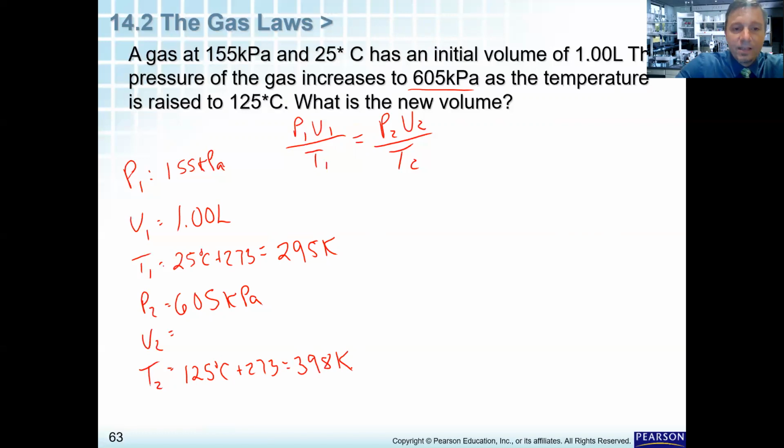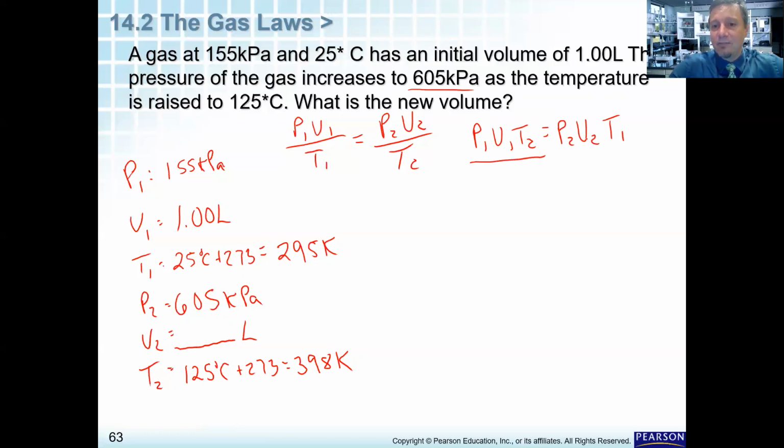398 Kelvin. And the only thing that's left here is my new volume, and that's going to be here in liters. Now, knowing that's what I'm going to solve for, I'm going to cross multiply here. So I'm going to go P1 V1 T2 equals P2 V2 T1. I'm solving for volume 2. So I'm going to isolate volume 2 and put P2 and T1 on the bottom, and that crosses them off. So now I can just simply plug in.